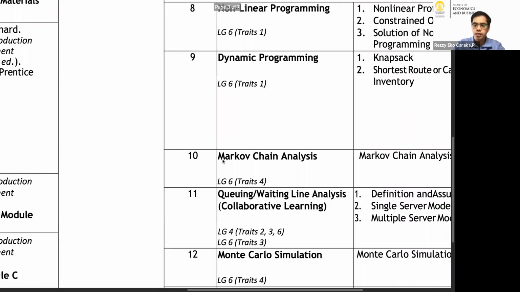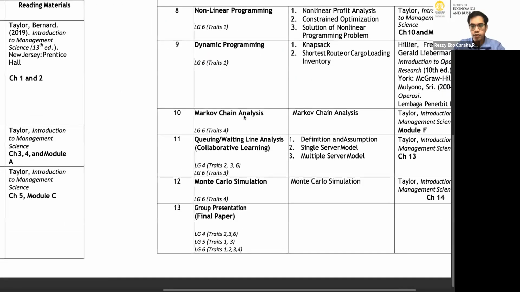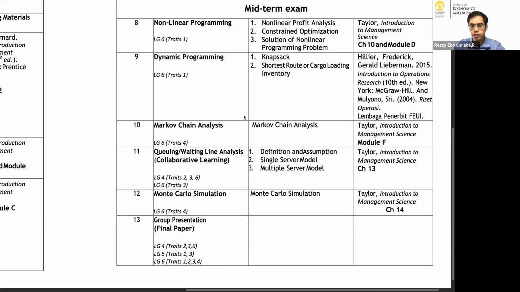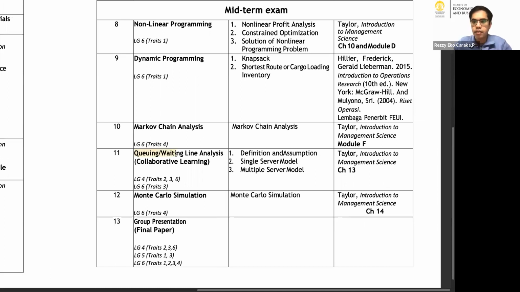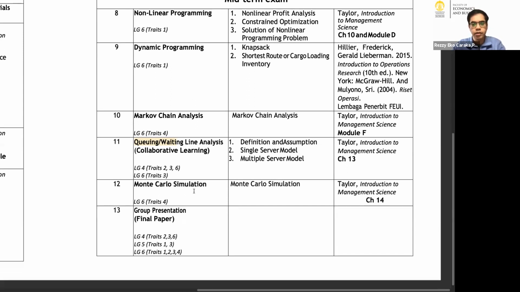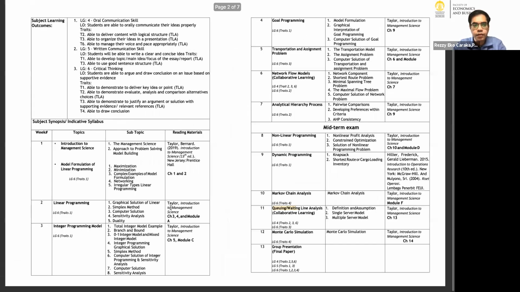Okay, we still have another 4 weeks. So today we'll discuss Markov chain analysis, and next week the queuing or waiting line analysis, and we will also learn about the Monte Carlo simulation. And at the end, you have to present the final paper.